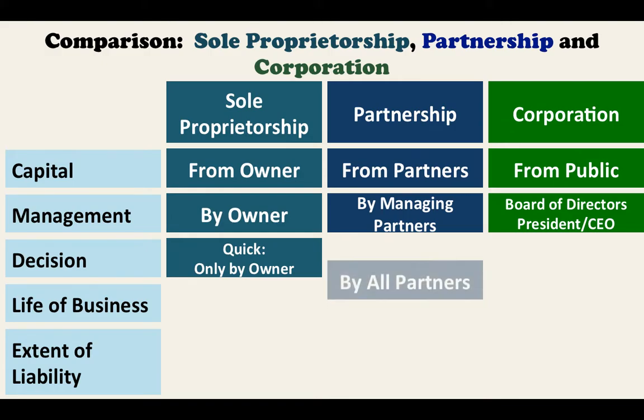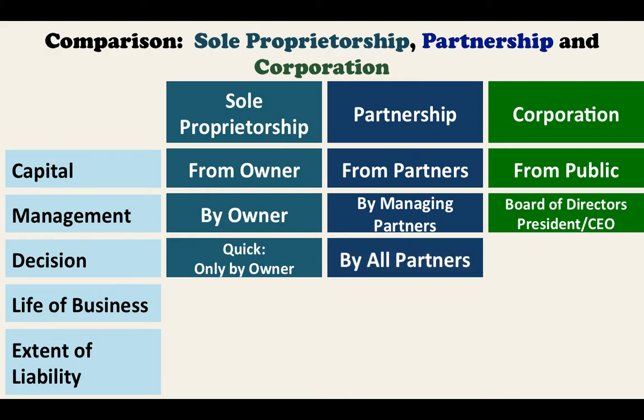As far as decision is concerned, in sole proprietorship, the decision is very quick because it is only decided by the owner. And in partnership, the decision has to be made by all partners. Okay? In corporation, the decision will be made by the board of directors for the policies, and then the president and CEO again for the day-to-day affairs of the corporation.